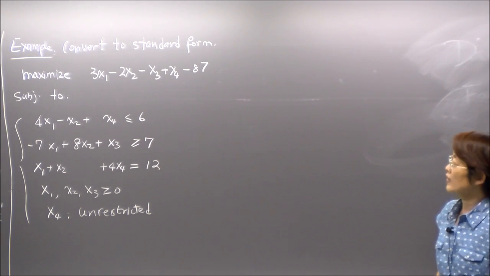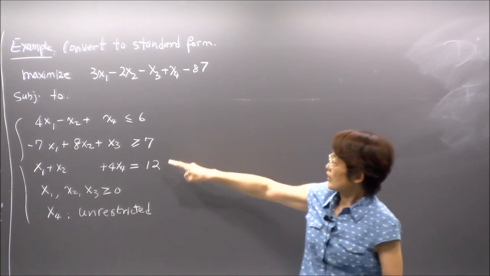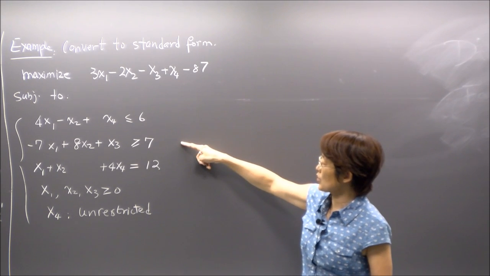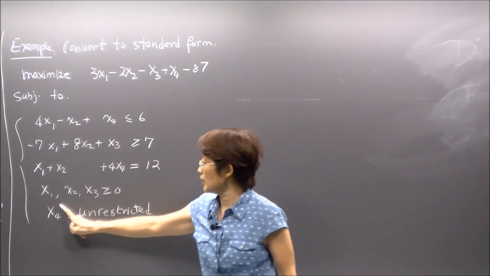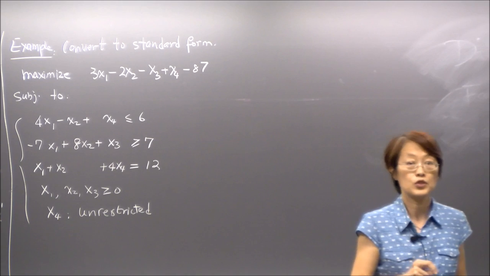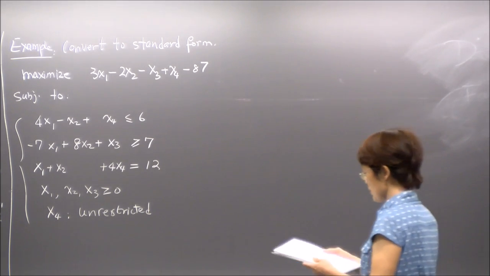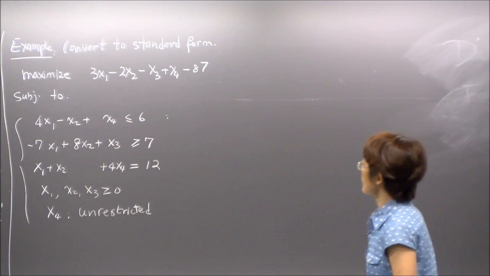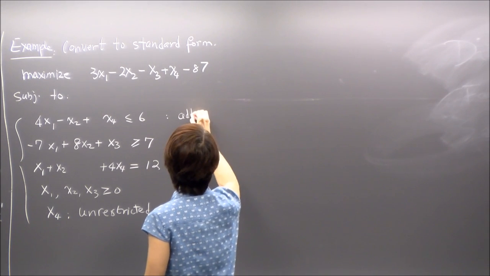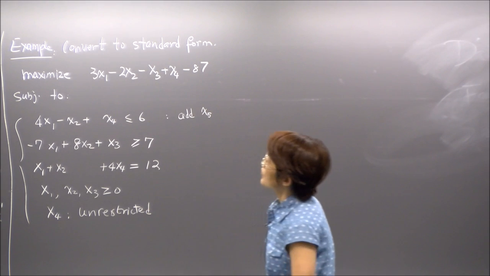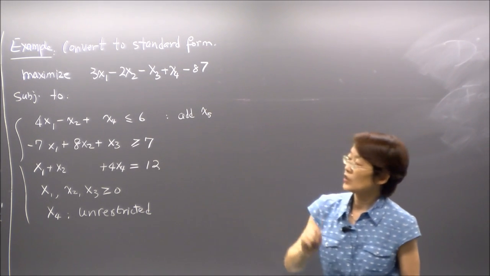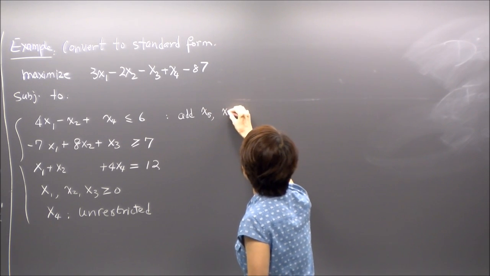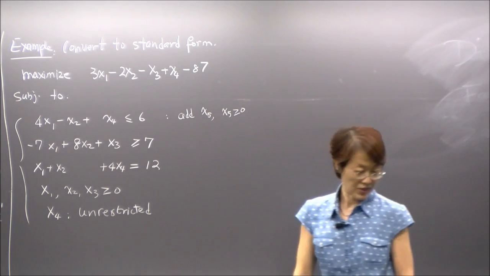All right, now let's look at the constraints. We have a bunch of constraints. This one is okay, it's an equal sign. This is less than, this is bigger than, and we have to deal with that by introducing slack variables. And scanning through, I see I have an unrestricted variable to deal with. So for this one, we have to introduce a slack variable. Let's call it x5. It's a less than sign, so I'll be adding x5 to the left-hand side, and I want x5 to be bigger than or equal to 0.